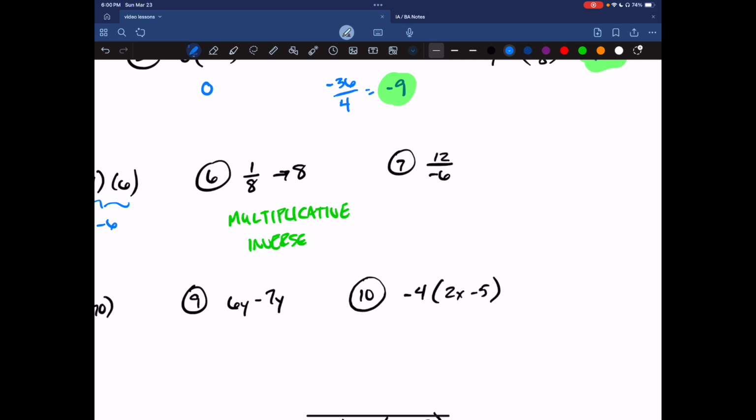Number 7, we're dividing. We have an odd number of negatives. We only have 1, so my answer is going to be negative. 12 over 6 is 2, so my answer is negative 2.